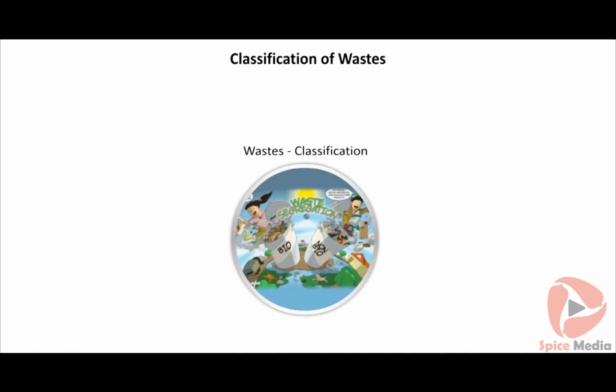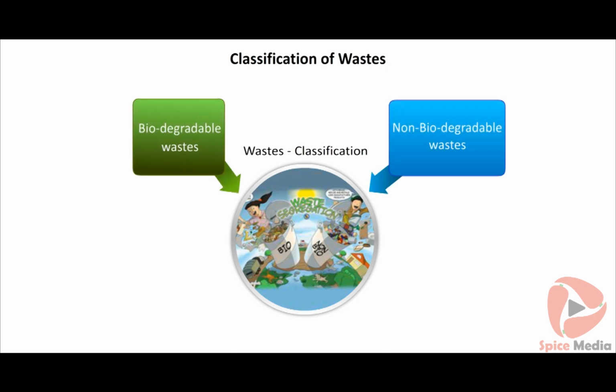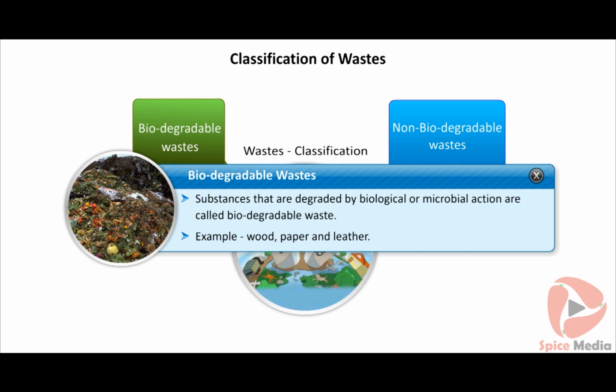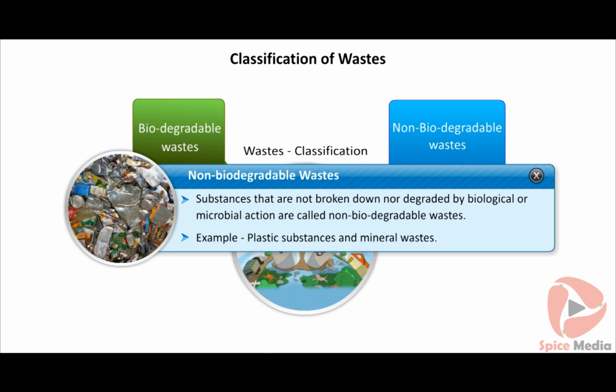Wastes can be classified into two categories: biodegradable wastes and non-biodegradable wastes. Biodegradable wastes. Substances that are degraded by biological or microbial action are called biodegradable waste. Wood, paper and leather are the best examples for biodegradable wastes. Non-biodegradable wastes. Substances that are not broken down nor degraded by biological or microbial action are called non-biodegradable wastes. Plastic substances and mineral wastes are suitable examples for non-biodegradable wastes.